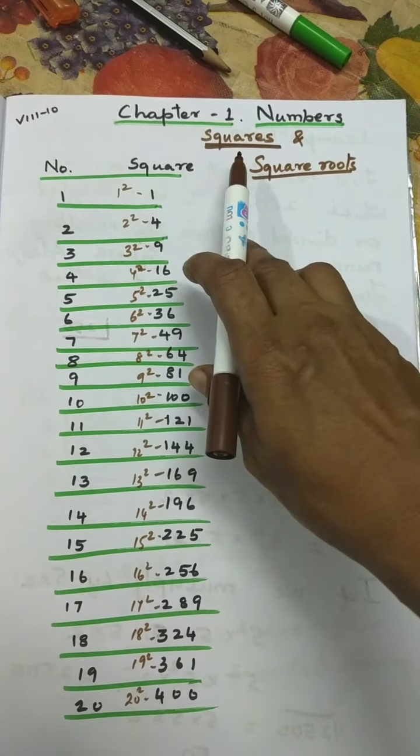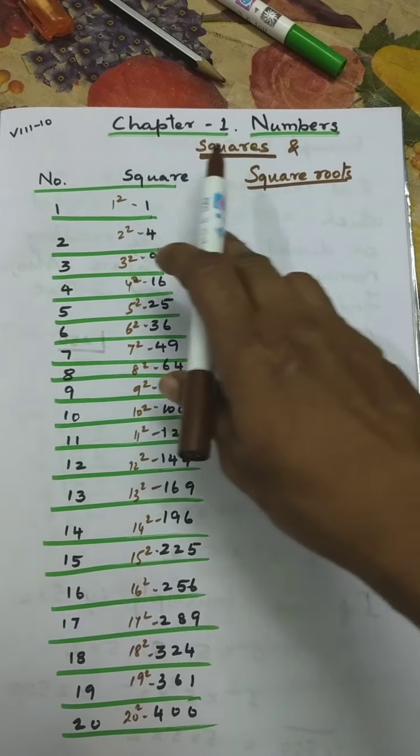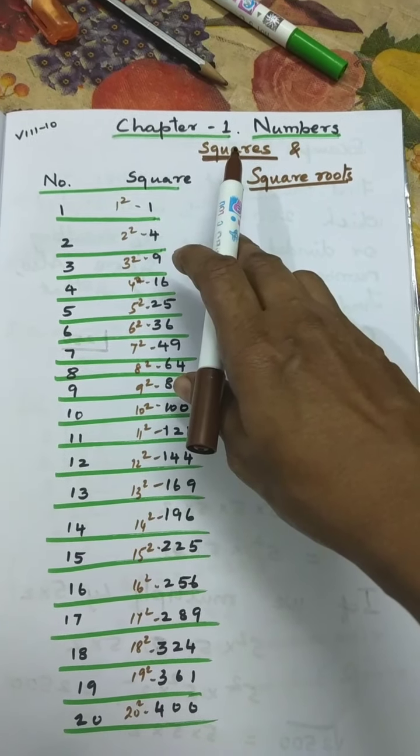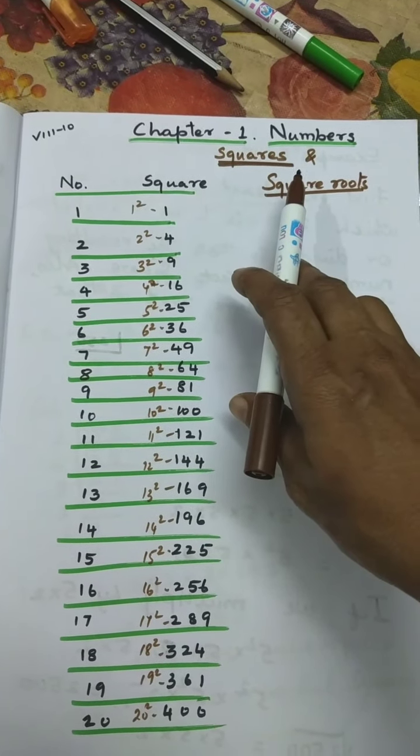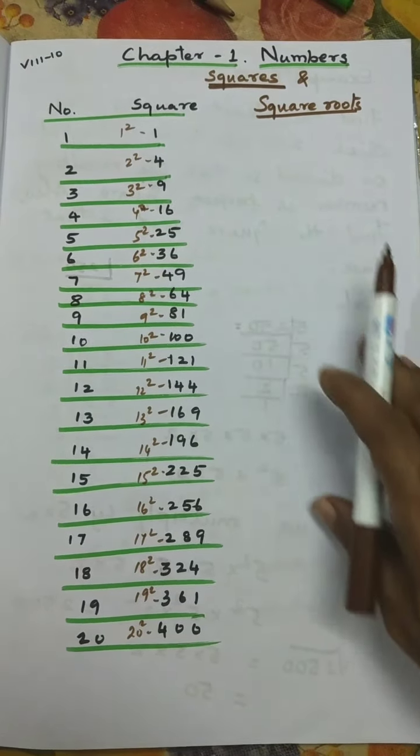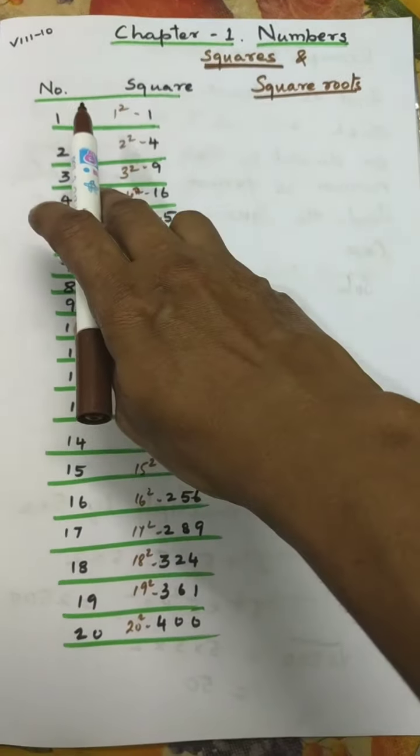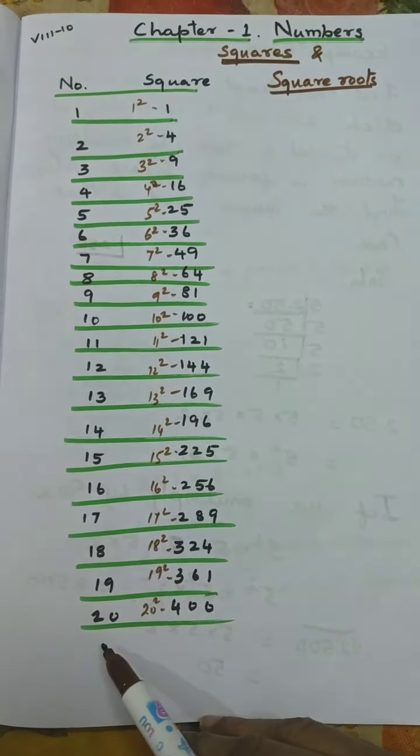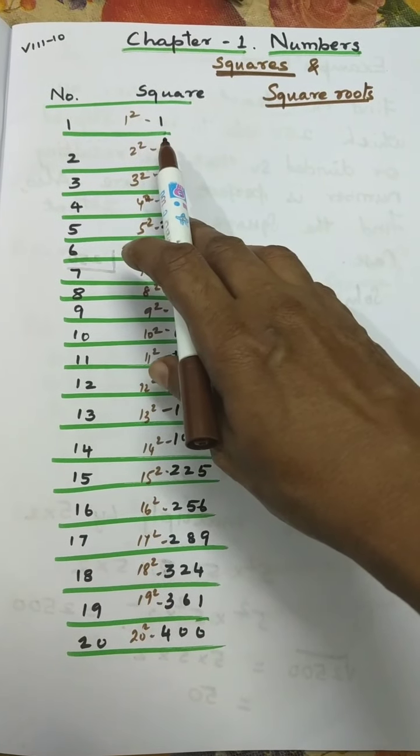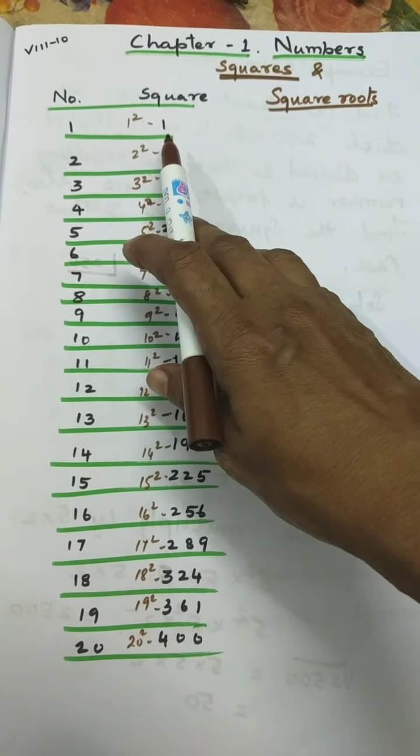Chapter 1, Numbers. In the last class we have seen rational numbers and their properties. Now we are going to see squares and square roots. Okay. Now, I have written the numbers 1 to 20, and for those we have to write the square. I think you have already studied this.